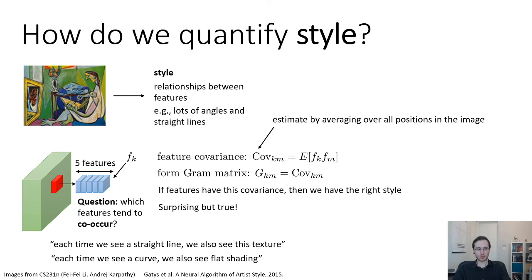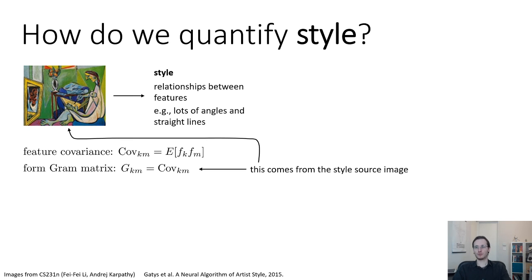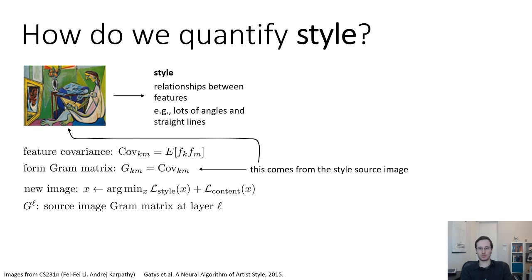This might seem surprising, but it actually turns out to work if you're a little bit careful about which layers to select. So this Gram matrix is going to be calculated for the source image, for the image that is meant to represent the style. And then we're going to construct a new image by optimizing two objectives, a style objective and a content objective. The style objective will be based on this Gram matrix. So let's say that G^L is the source image Gram matrix at layer L, and A^L(X) is the Gram matrix of the new image at layer L. It's a function of X because as you change the image, you change the corresponding Gram matrix.